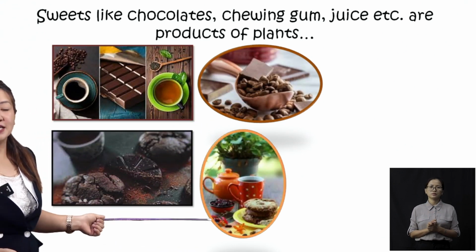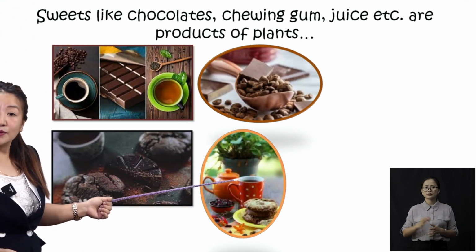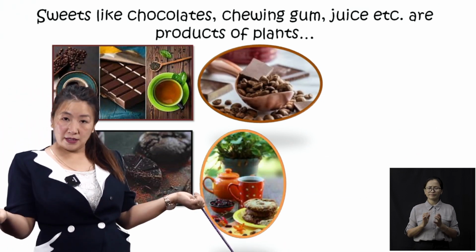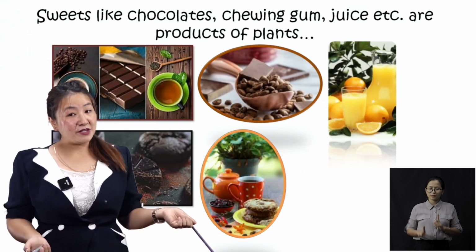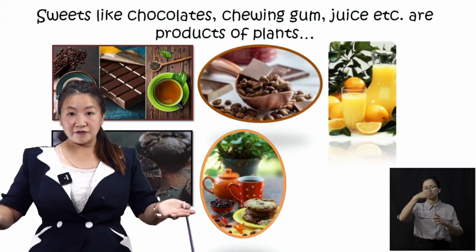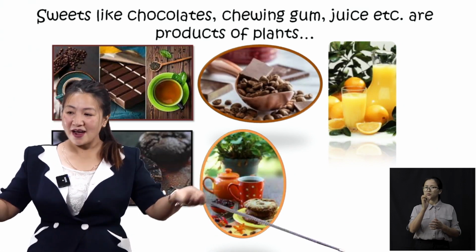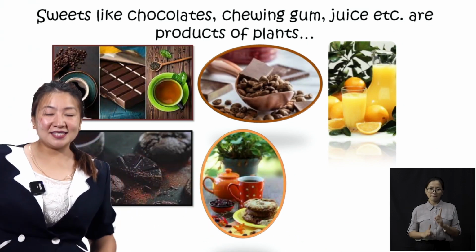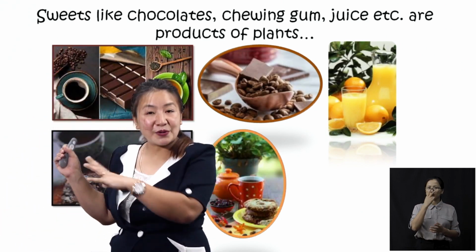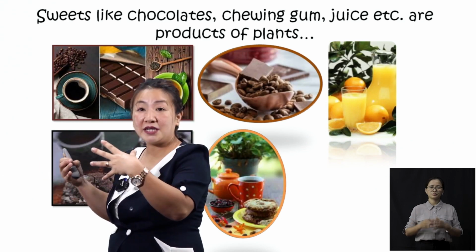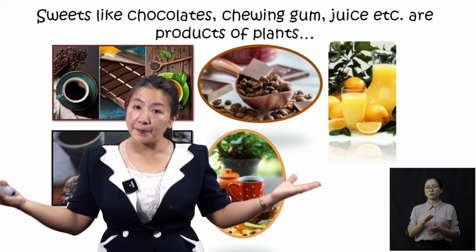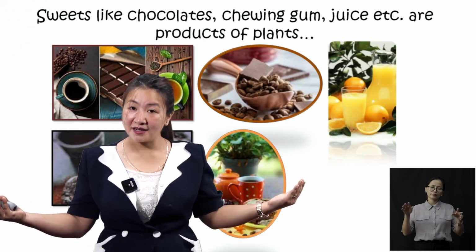Then you have, see, the cookies, the tea, you can see. The tea leaves also came from plants only, right? You have the yummy juice. The juice comes from fruits, and the fruits come from plants, right? So all these goodies, all these yummy tidbits, you go to a sweet shop, you don't know what to eat, right? The lollipops, you don't know which one to choose from. All these came from plants. Amazing, right? So amazing.